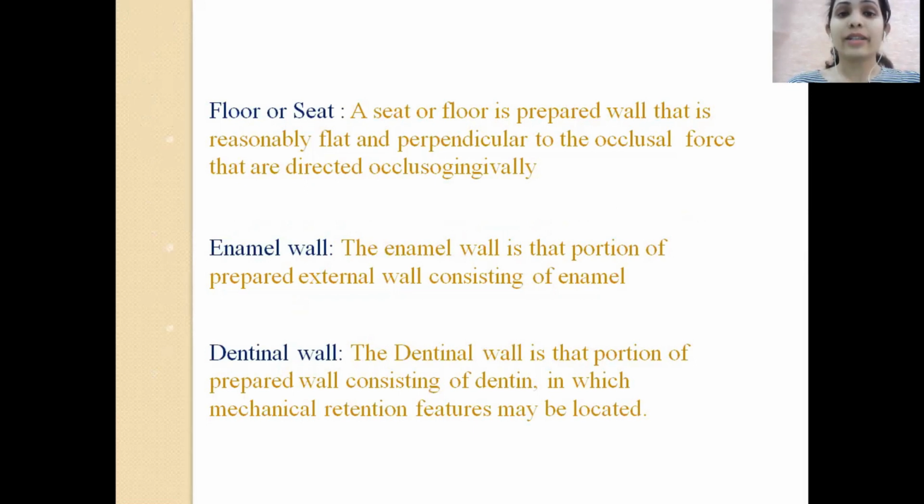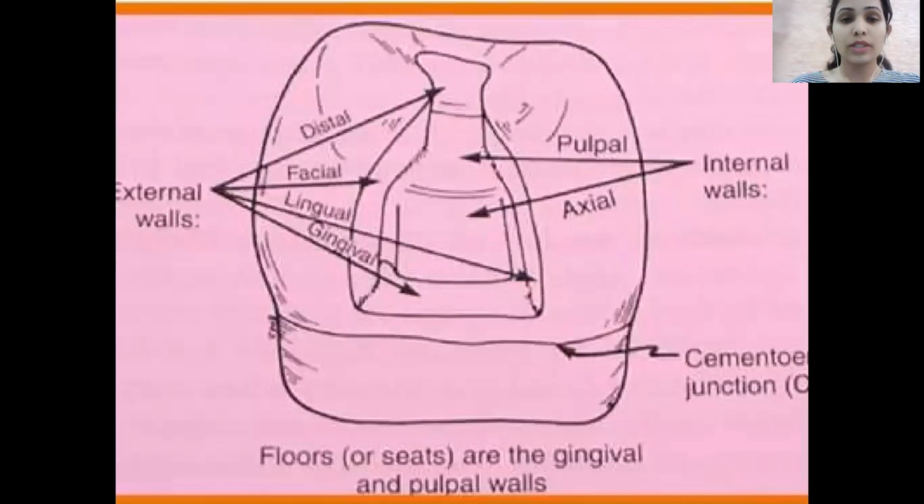Floor or seat. A seat or floor is a prepared wall that is reasonably flat and perpendicular to the occlusal surface, which is directed occlusogingivally. The enamel wall is that portion of the prepared external wall consisting of only enamel, whereas the dentinal wall is that portion of the prepared wall consisting of dentin, in which mechanical retentive features are located. So here you can see this is your distal wall, this is your facial wall, then this is your gingival wall, the lingual wall, axial wall and pulpal wall.